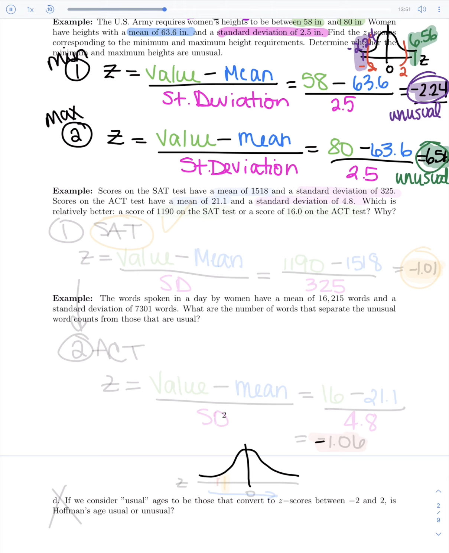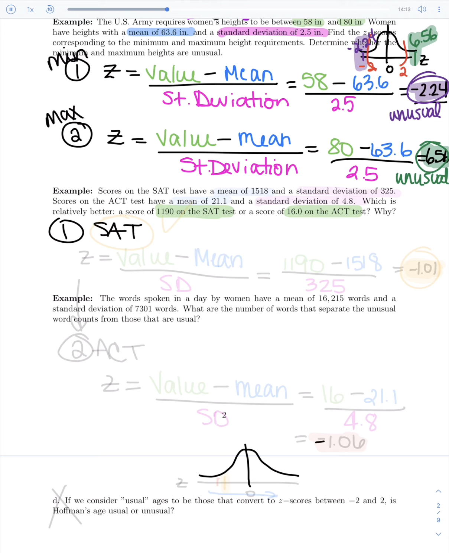So what I need to do is they've got one SAT score, which is the 1190, and they've got one ACT score of 16. We want to compare those two and see which one's better. So to compare these two things, which seem very different, I need to turn them into z-values.